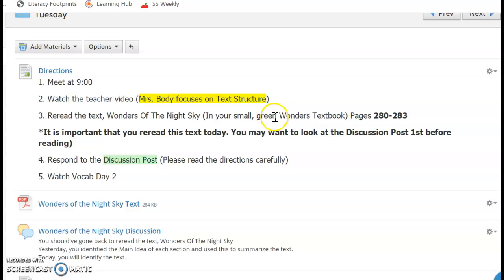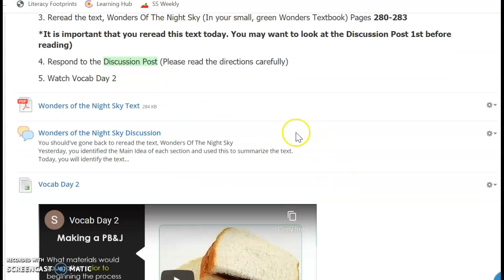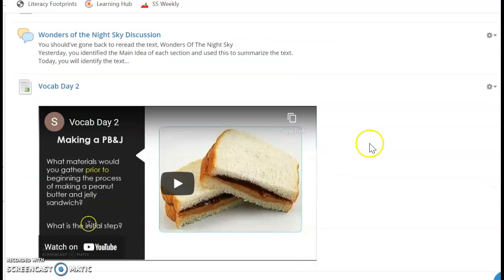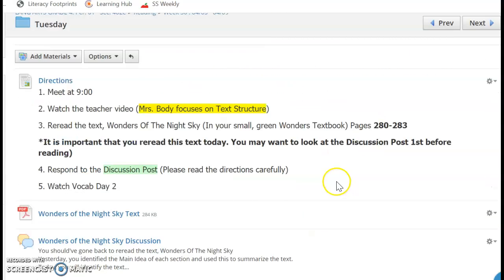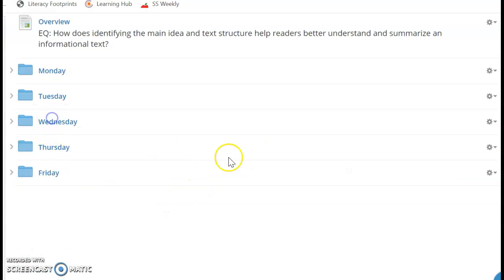Then you are going to go back and reread Wonders of the Night Sky. Again, I'd recommend opening this discussion board post first to see your purpose for reading, basically why you're reading, what it is you're looking for. And then go back and reread the text. Today you have vocab day 2 right here, and then we're moving into Wednesday.